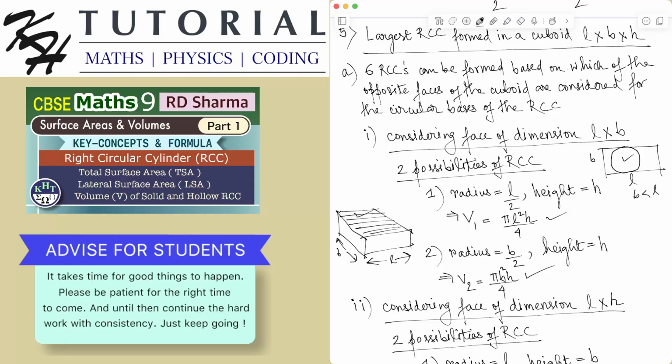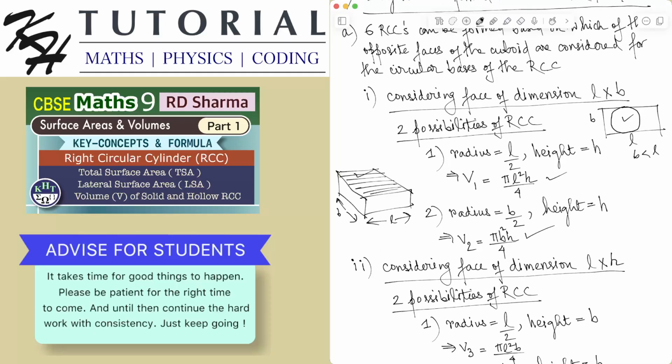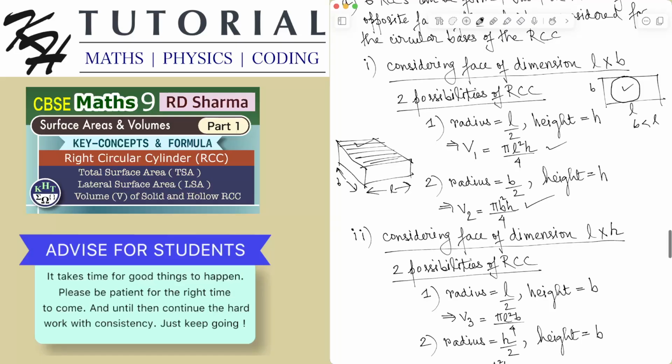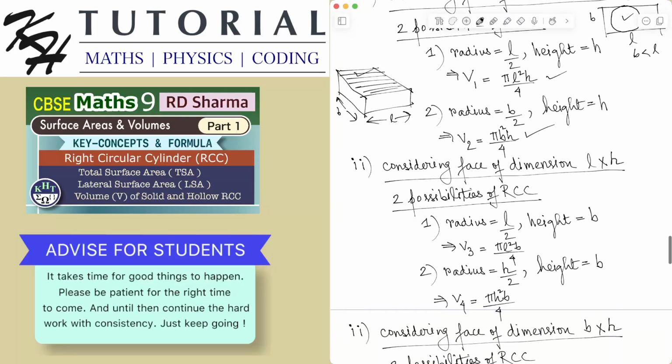Now in this way, there are three possibilities of choosing two opposite faces where the end faces of the RCC will lie. So the second face will have dimension L by H, and in this case also the two possibilities are that the radius can be either L by 2 or H by 2, and the height will be B. The third dimension is B, so height will be B. So these are the two possibilities of volumes, V3 and V4.